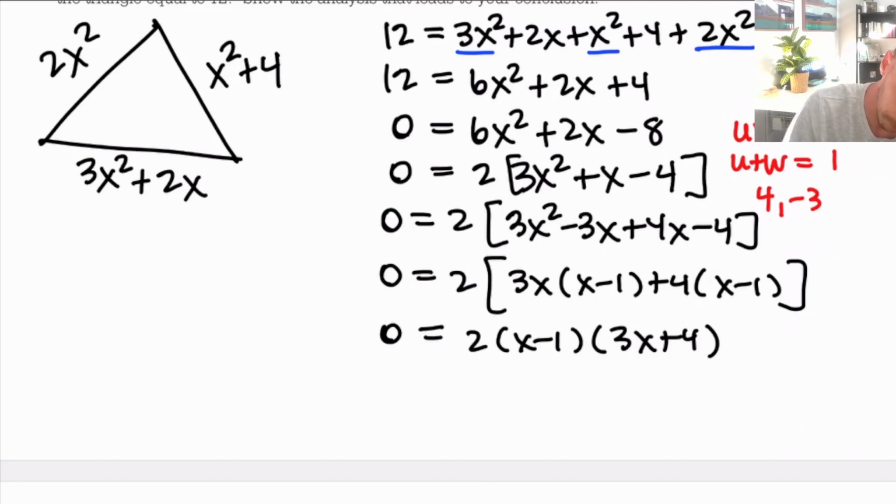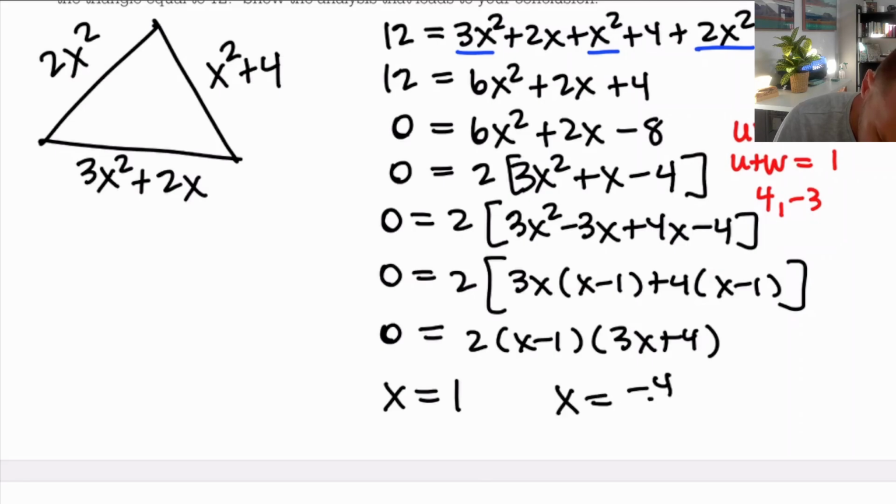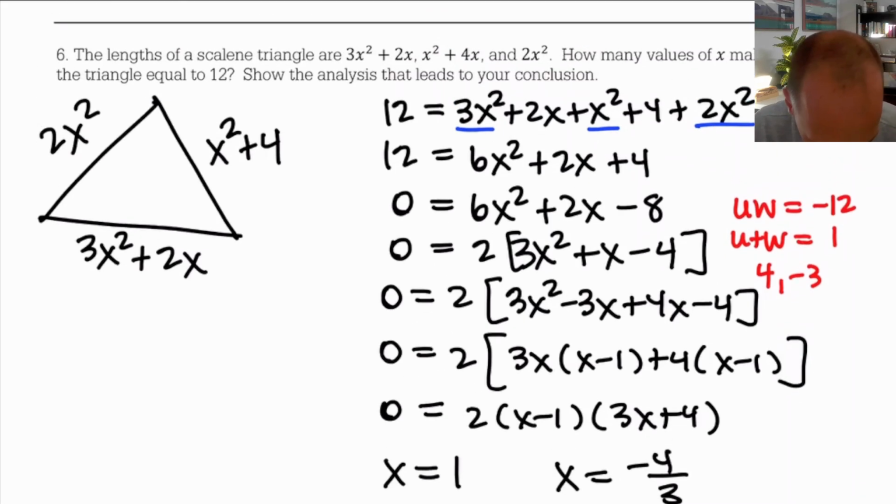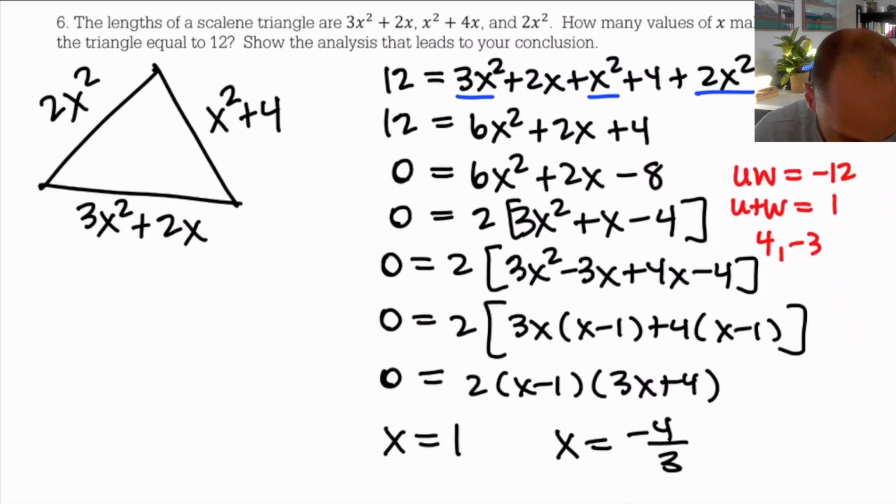Okay, so either 2 equals 0, which we know it doesn't, or x minus 1 equals 0, or 3x plus 4 equals 0. 3x equals negative 4, x is negative 4/3. So it asked how many values of x make the perimeter of the triangle equal to 12. And the thing I worry about is what if the negative 4/3 caused one of the side lengths to be negative? Now, obviously, 2x squared is going to be positive for any non-zero value of x. x squared plus 4, same story. But the 3x squared plus 2x has me a little bit worried.